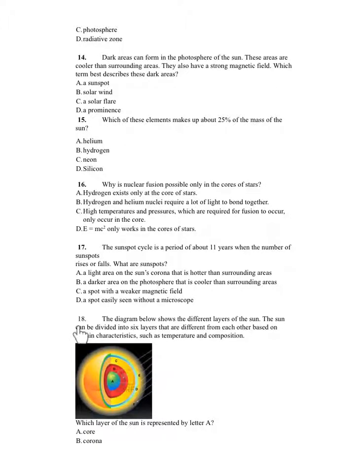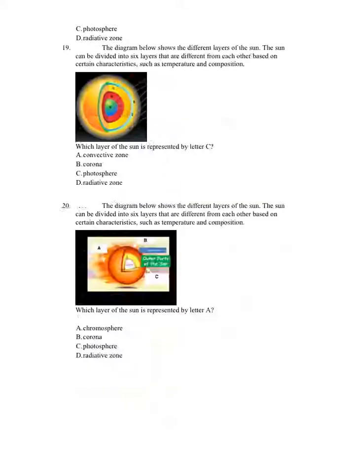Number 18. The diagram below shows the different layers of the Sun. The Sun can be divided into 6 layers that are different from each other based on certain characteristics such as temperature and composition. Which layer of the Sun is represented by the letter A? A. Core. B. Corona. C. Photosphere. D. Radiative zone.